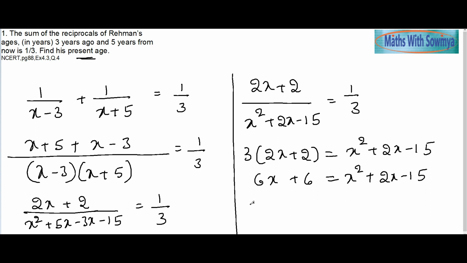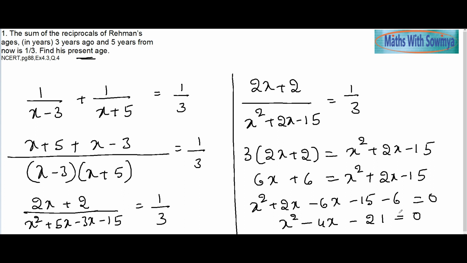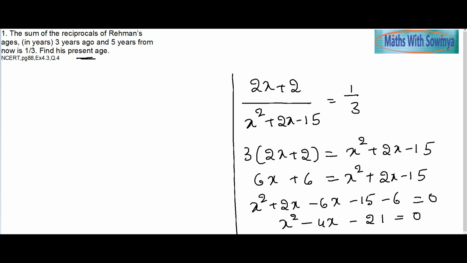Taking everything on the right hand side, X square plus 2X minus 6X minus 15 minus 6, which is equal to 0. X square minus 4X minus 21 equals 0. This is the final quadratic equation we got. Simplifying this, we get the value of X.